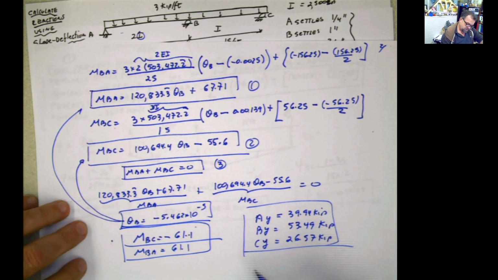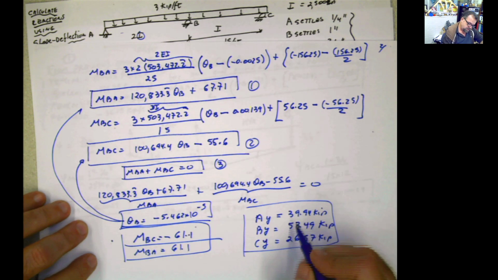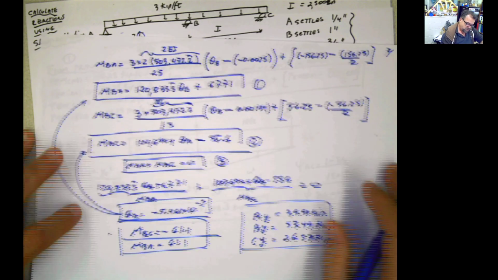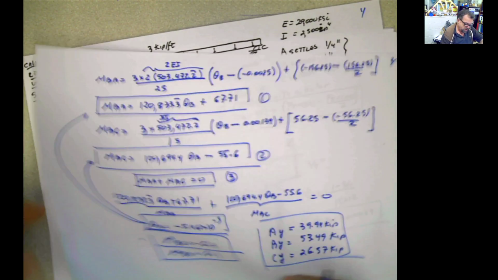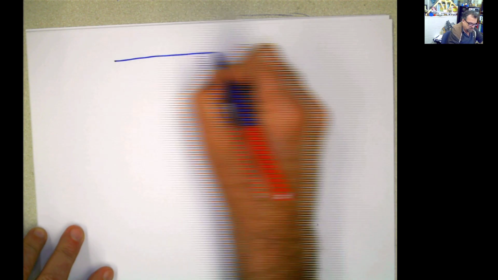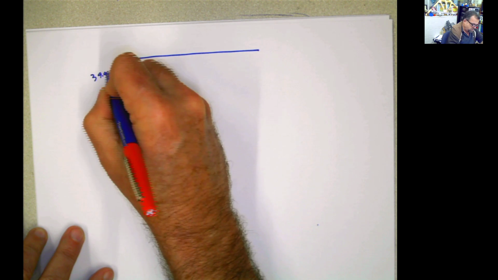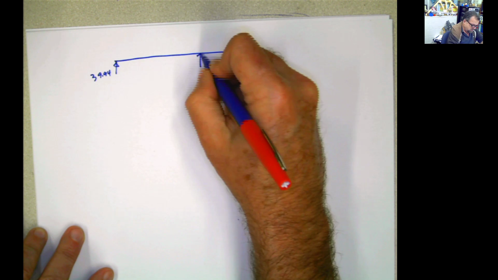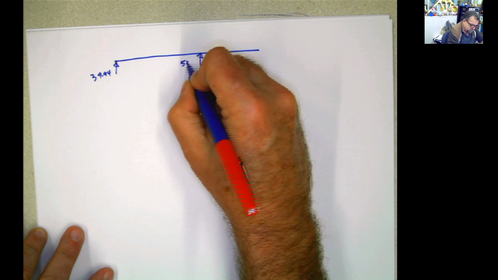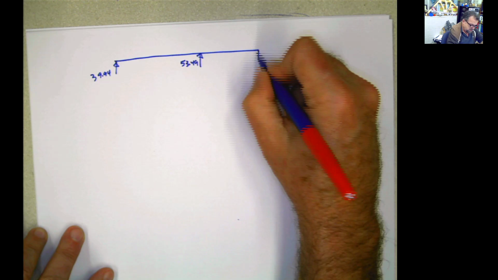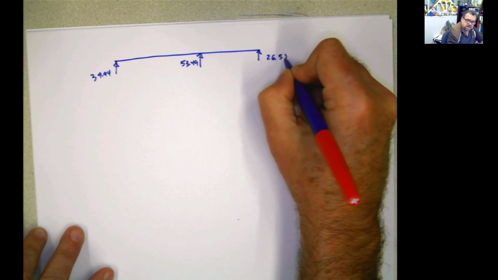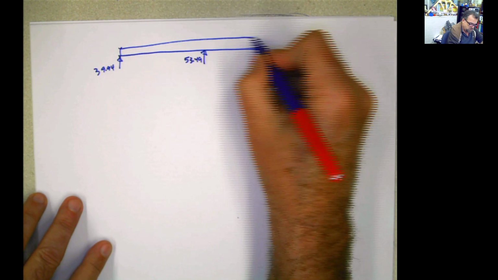So the shear moment diagram is going to show this value here as positive on the top. And yeah, so you can solve this problem like that, and it's really easy. I'm not going to do it. I always say I'm not going to do it, and I ended up doing it. But anyway, if you have this, and this is A, 39.94, B, 53.49, and C, 26.57, and you have the distributed load on top of that.